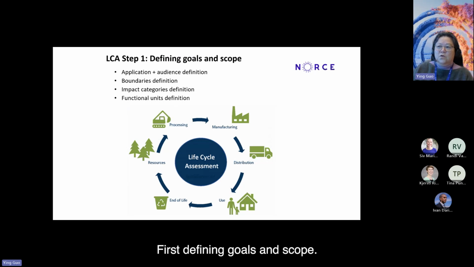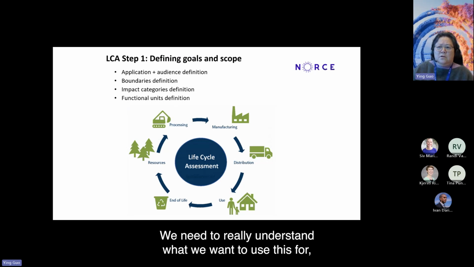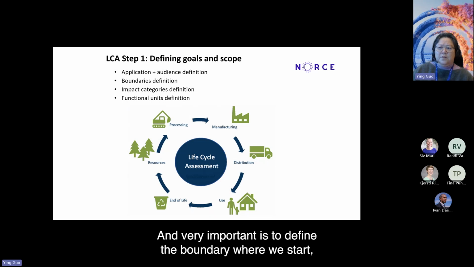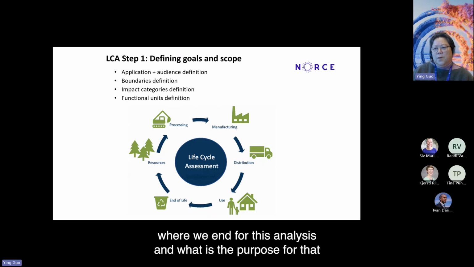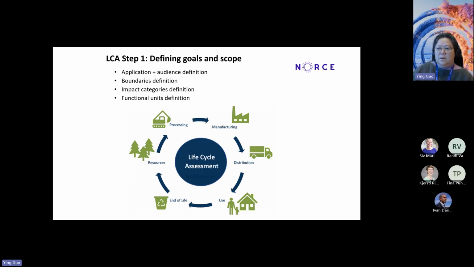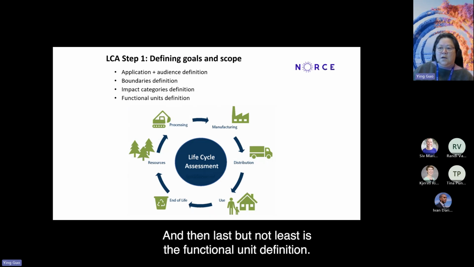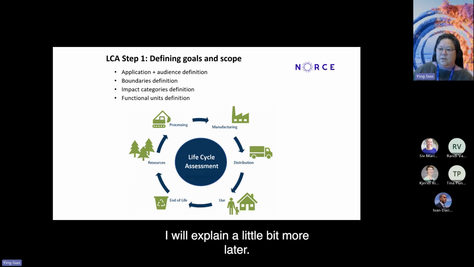First, defining goals and scope. We need to really understand what we want to use this for. What is the application? What is the audience and definitions? And very important is to define the boundary, where we start, where we end for this analysis, and what is the purpose for that. We need to find the different categories for definition of different aspects. And then last but not least is the functional unit definition. I will explain a little bit more later.